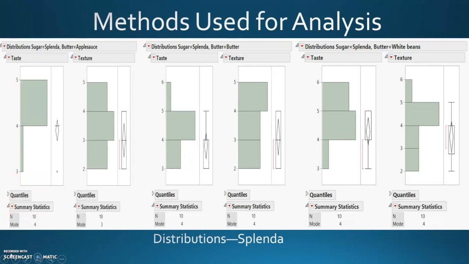So one of the first methods used for analysis in JMP was distributions. Here we are showing all the distributions for Splenda. You have Splenda with applesauce, Splenda with butter, and Splenda with white beans. We felt that it was important to capture the mode for all of these, so you can see that the taste and texture for every variation of Splenda with fats received 4s most of the time as its rating, except for the Splenda with applesauce, which received 3 most of the time for texture.